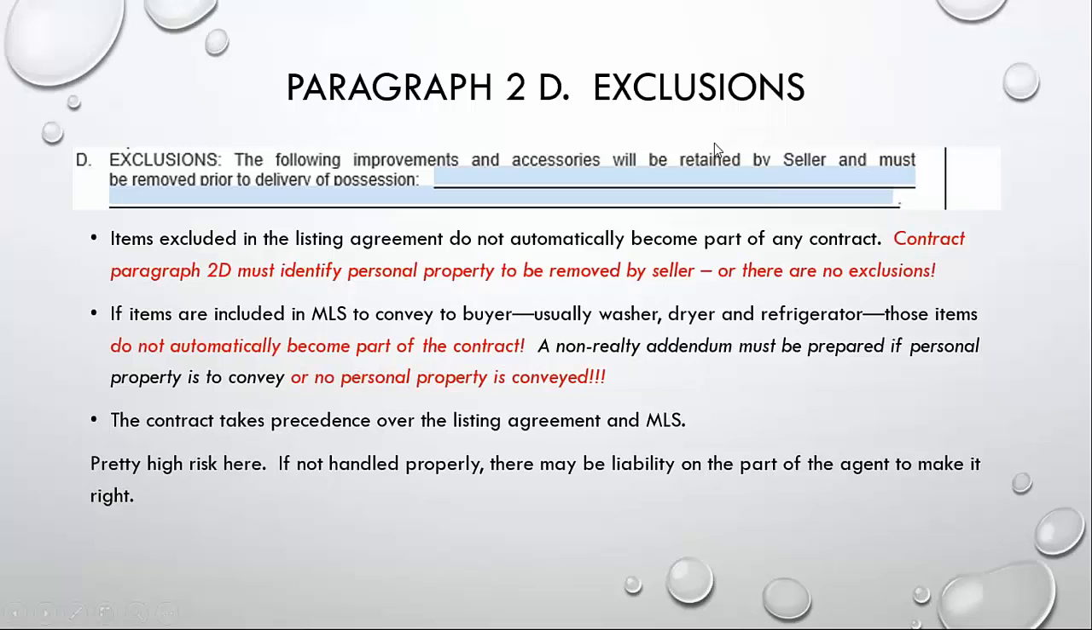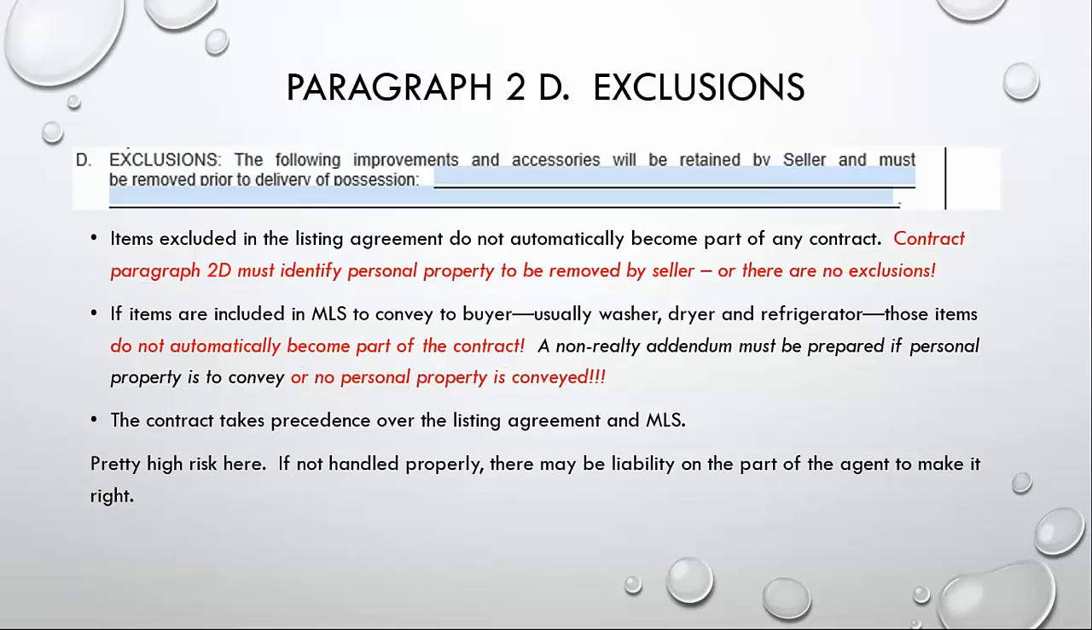Okay, we're going to start with the contract. And I'm going to talk a little bit about paragraph 2D, as in dog, exclusions. I have had lots of questions about this in my teaching of the contract, and I want to be sure that everybody understands how this works. The exclusion paragraph says the following improvements and accessories will be retained by seller and must be removed prior to delivery of possession. That's all fine and good.